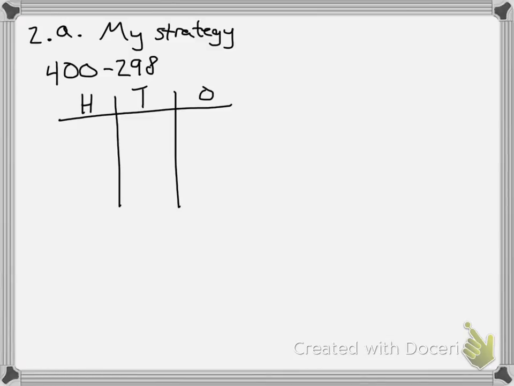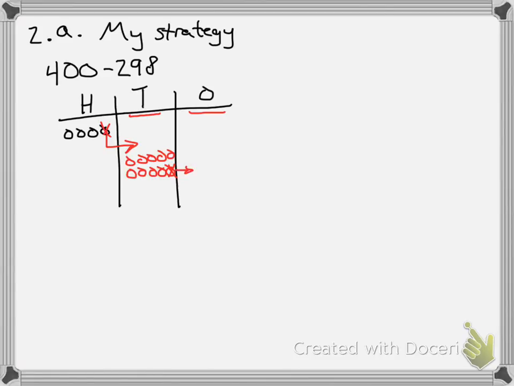So this is 400 minus 298. So I'm just going to go ahead and 1, 2, 3, 4, and then let's go ahead and get started. Now I obviously can't take away 9 in my tens place, because there's nothing there, and I can't start with my 1s because there's nothing there as well. So I'm going to have to do some unbundling first, so this might take just a little bit, okay?